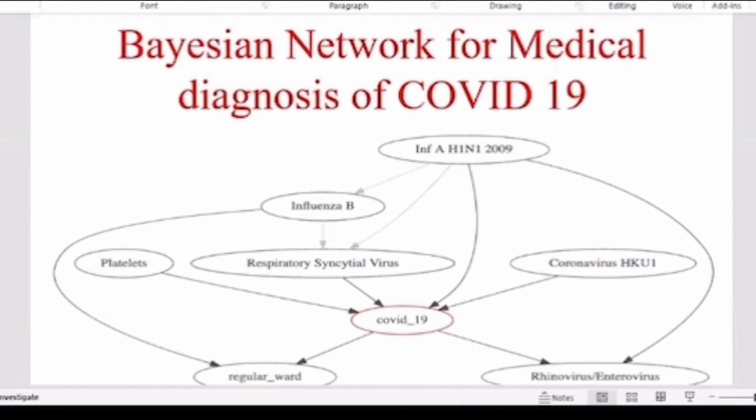You look at the structure, and I can also ask, what is the probability of getting COVID-19? After writing the joint, you're going to sum out all the variables. There's going to be a lot of summations. Any question on this? Go ahead.